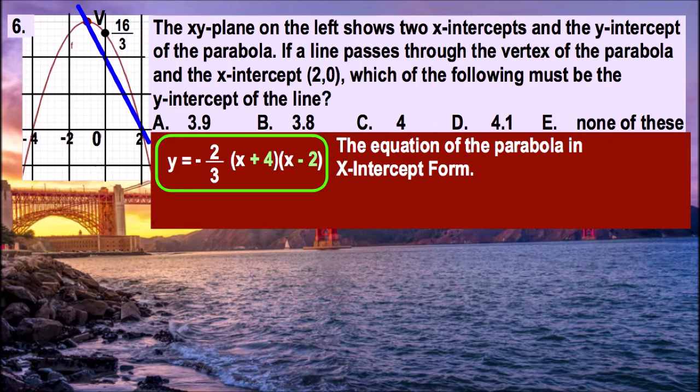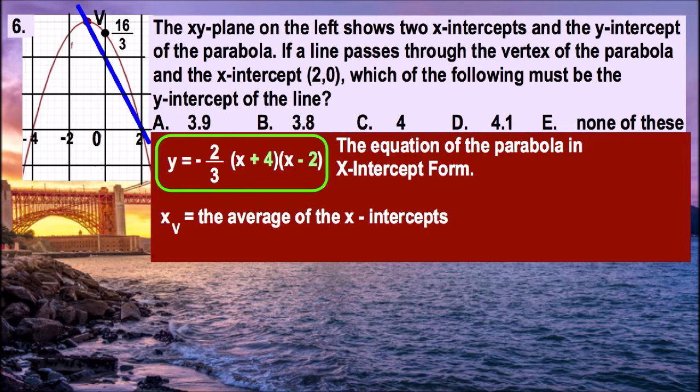Thus, the equation of the parabola in the x-intercept form is y equals negative 2 over 3 times the quantity x plus 4 times the quantity x minus 2. The x vertex is the average of the x-intercepts. So, x1 plus x2, everything divided by 2. Negative 4 plus 2, everything divided by 2, which equals negative 2 over 2, which equals negative 1.